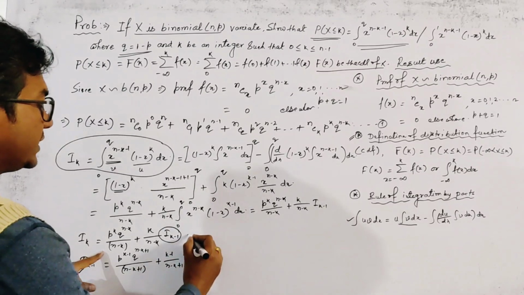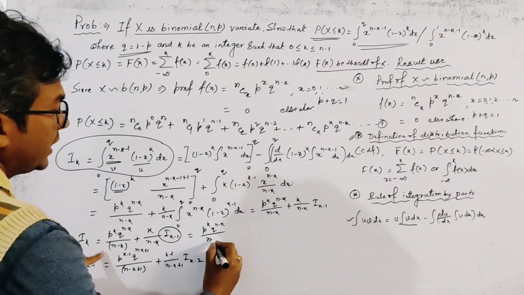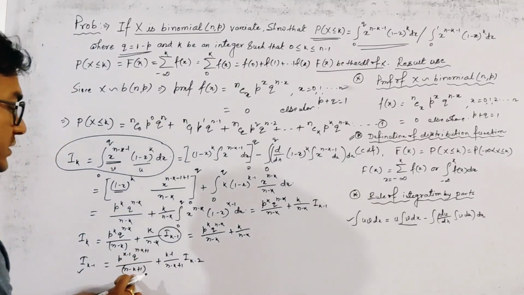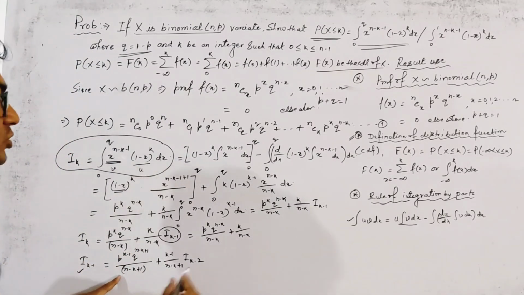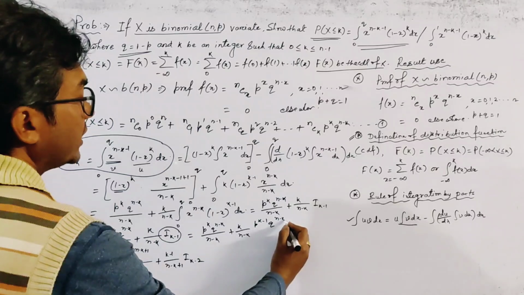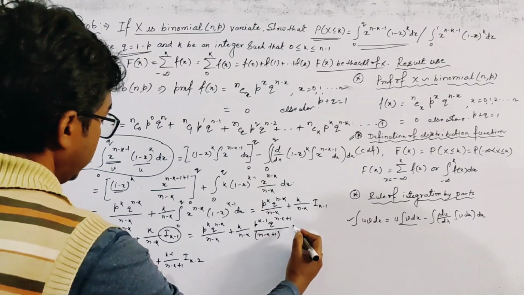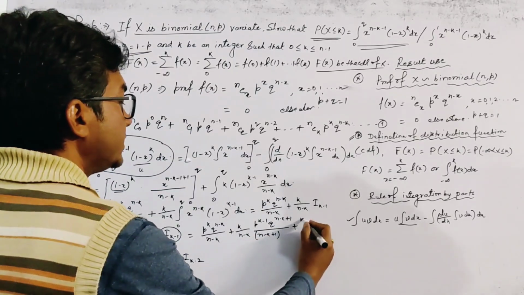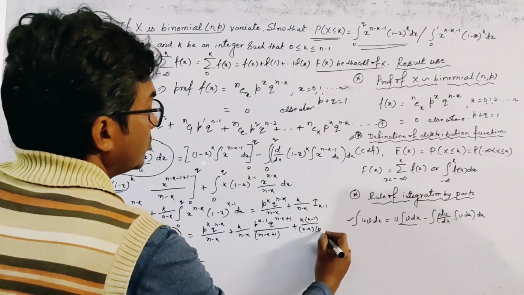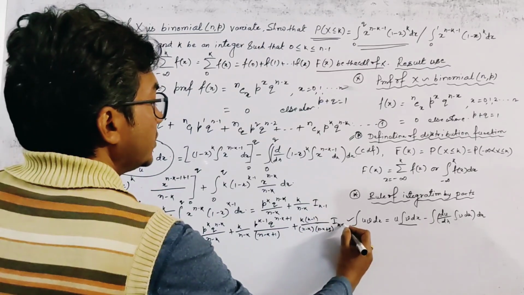Okay, and getting the result here as p to the power k q to the power n minus k by n minus k plus k by n minus k into this term, this is the I_{k-1}, so we get the result p to the power k minus 1 q to the power n minus k plus 1 by n minus k plus 1, plus we get by multiplication k into k minus 1 by n minus k into n minus k plus 1 into I_{k-2}.